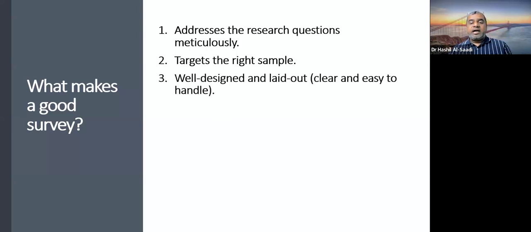Okay, it has to be well designed and laid out that is clear and easy to handle. It's very important, okay? Because you are not with them there. It's not like in an interview, if you don't understand the question, then you can ask the interviewer, right? Okay, to ask the question again or to explain something further. But it's not the case with quantitative research. Here you are alone with your survey, with the questionnaire. And then, of course, if it's not clear, then you just end up ticking any box. So we need to be careful.